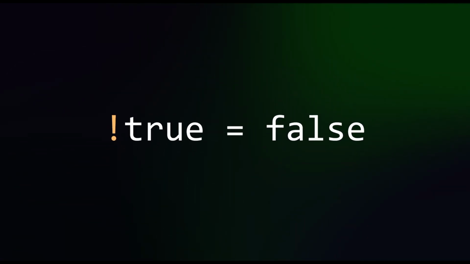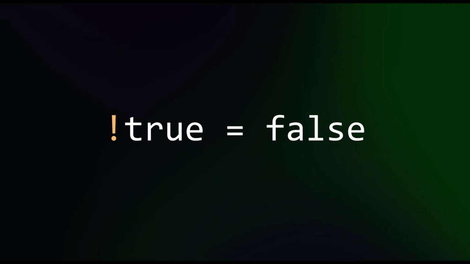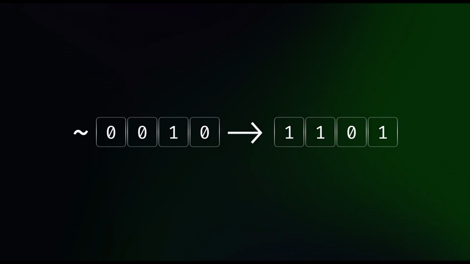The NOT operator, just like the exclamation mark, inverts the result. So true becomes false and false becomes true. When using this operator on binary numbers, it inverts every single bit in this manner.